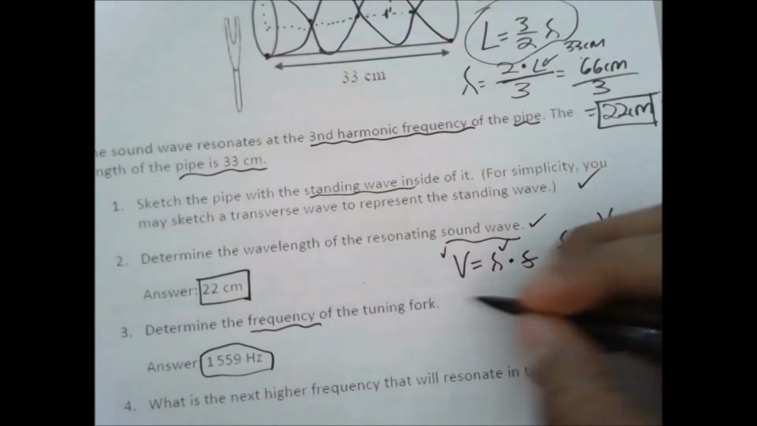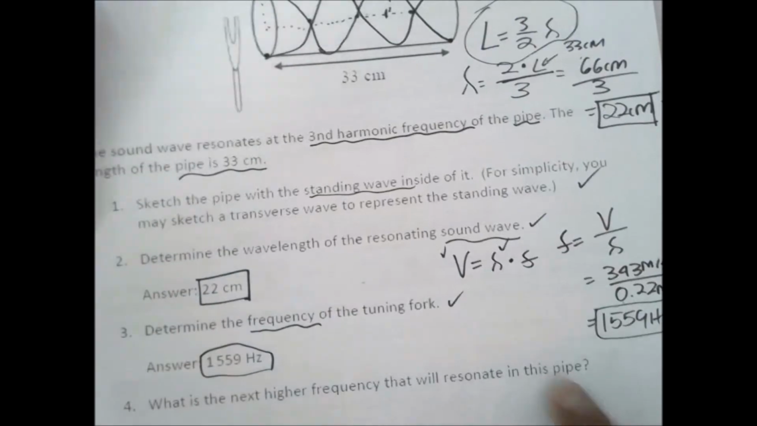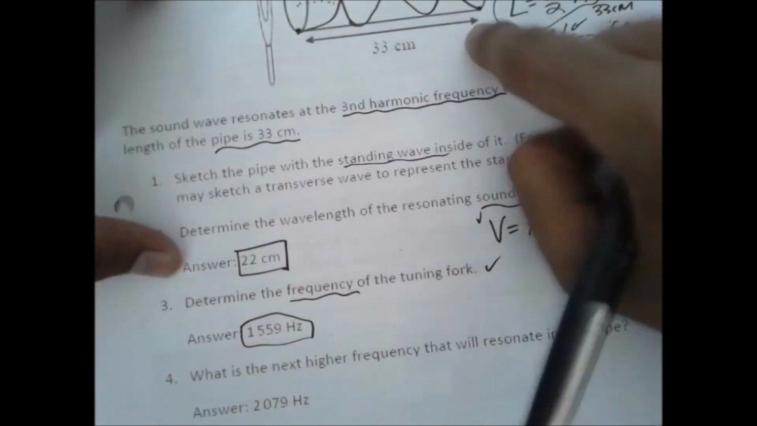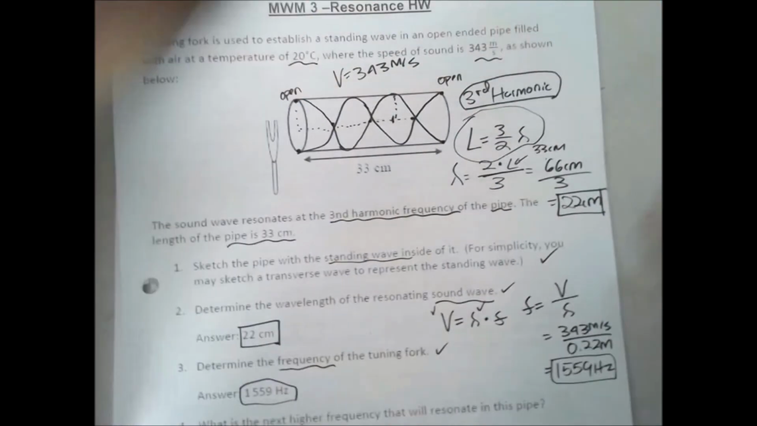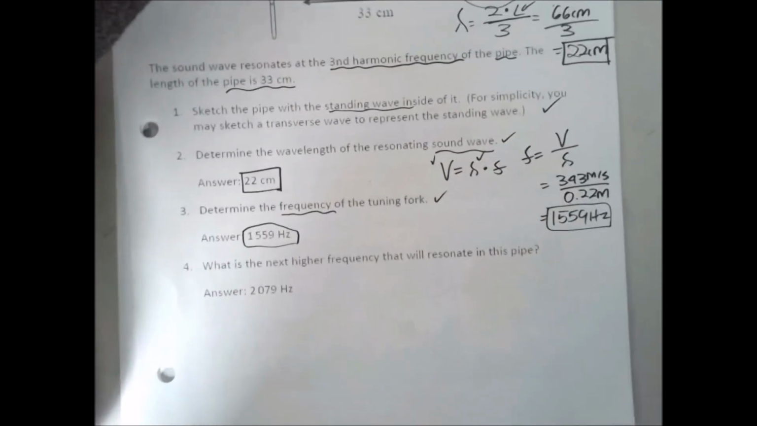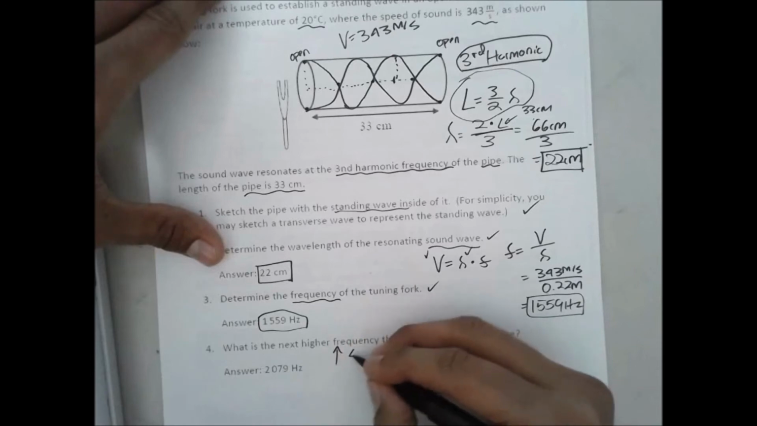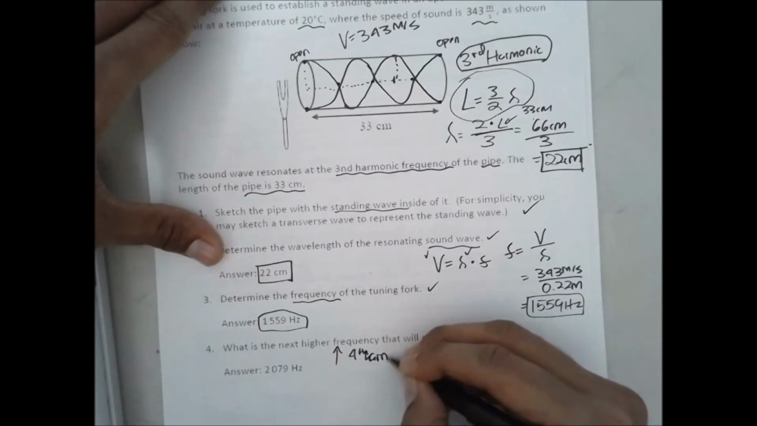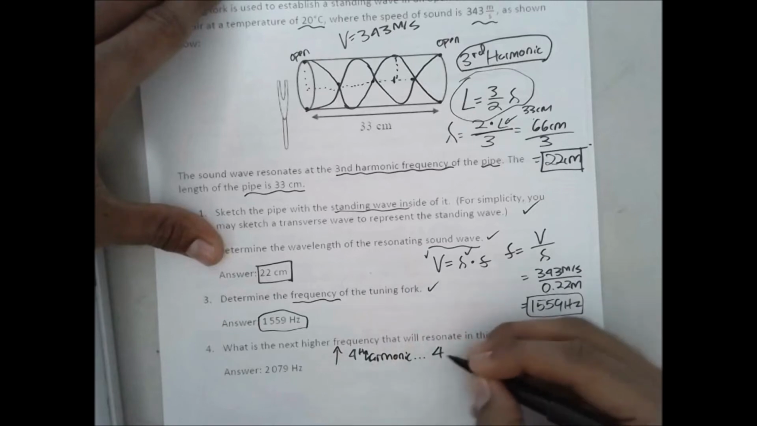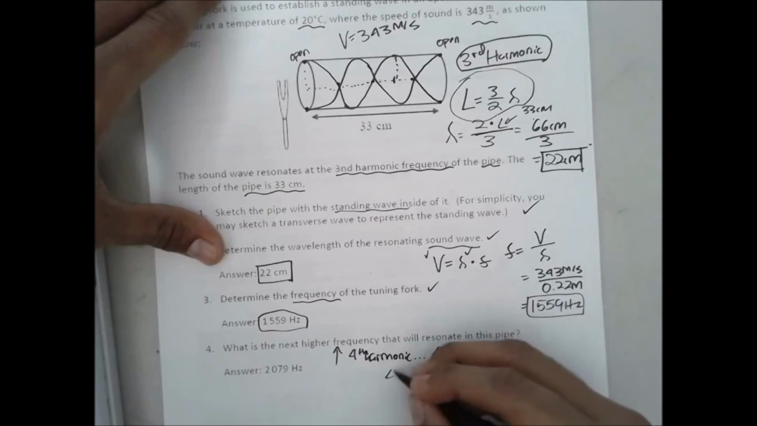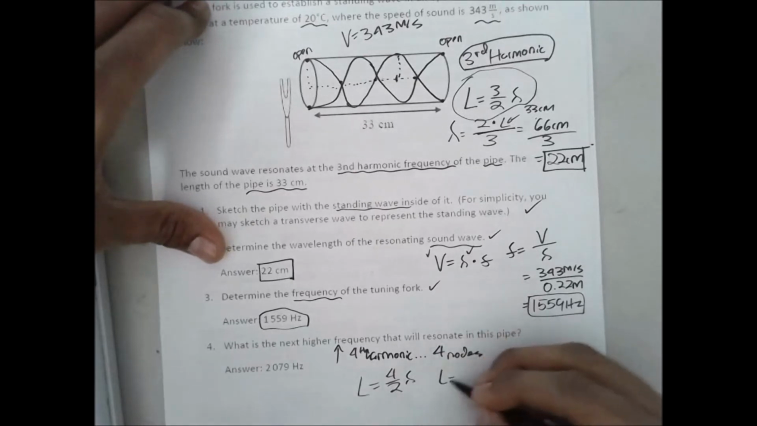Cool. Now, what is the next higher frequency that will resonate in this pipe? We're at the 3rd harmonic frequency, so we need to go up to the 4th harmonic frequency. To get a higher frequency, we need to go up a harmonic. At the 4th harmonic, we know we're going to have 4 nodes, and that L is going to be 4 over 2 times the wavelength. So L is equal to 2 times the wavelength, so the wavelength will be equal to L over 2.